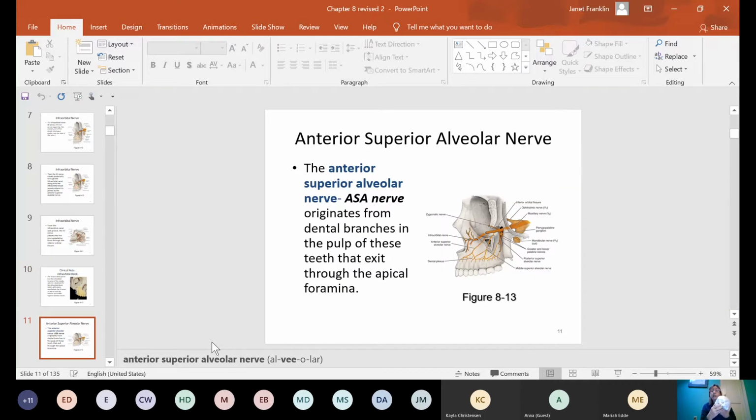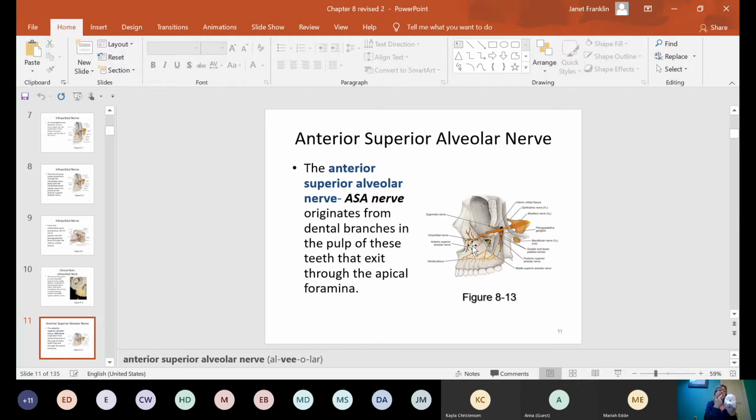Okay. The next one, as we travel down the nerve, is the ASA, anterior superior alveolar. The anterior superior alveolar nerve goes down to the anterior maxillary teeth, so it's going to be the incisors and the canines. There's a branch on each side of the face that comes down. So when you are anesthetizing, if you're working on the right side, you're going to anesthetize the right anterior superior alveolar, and that will anesthetize up through tooth number 8.